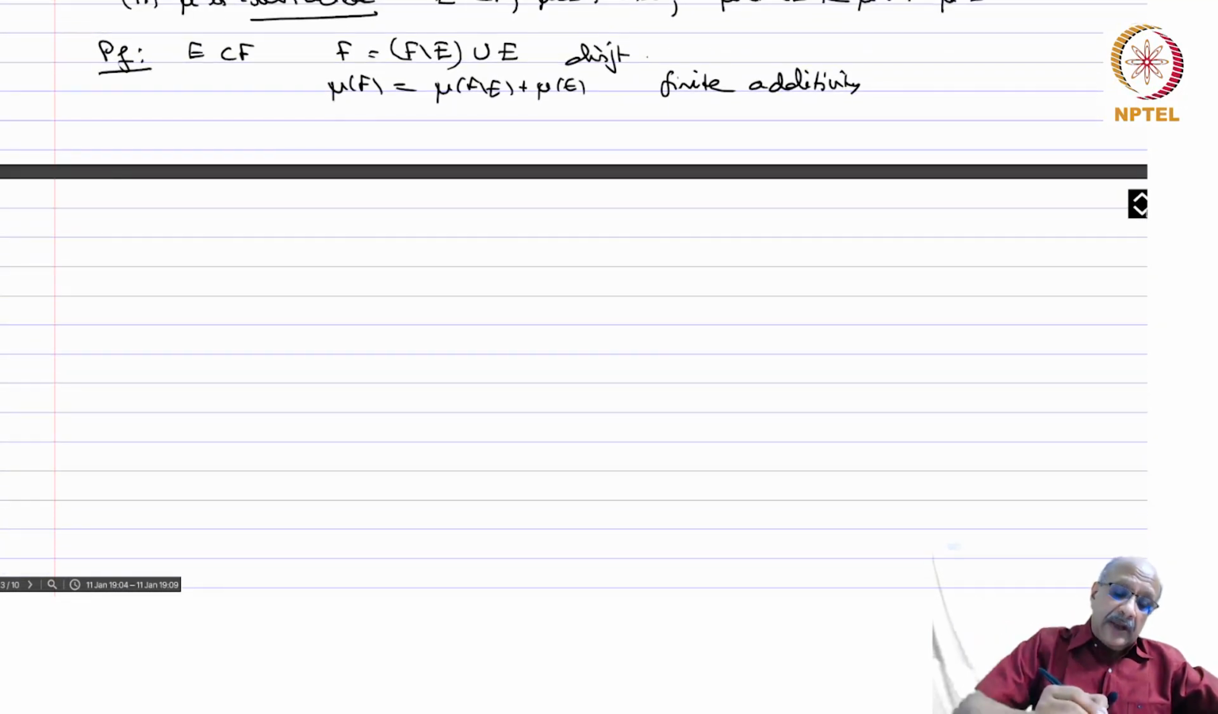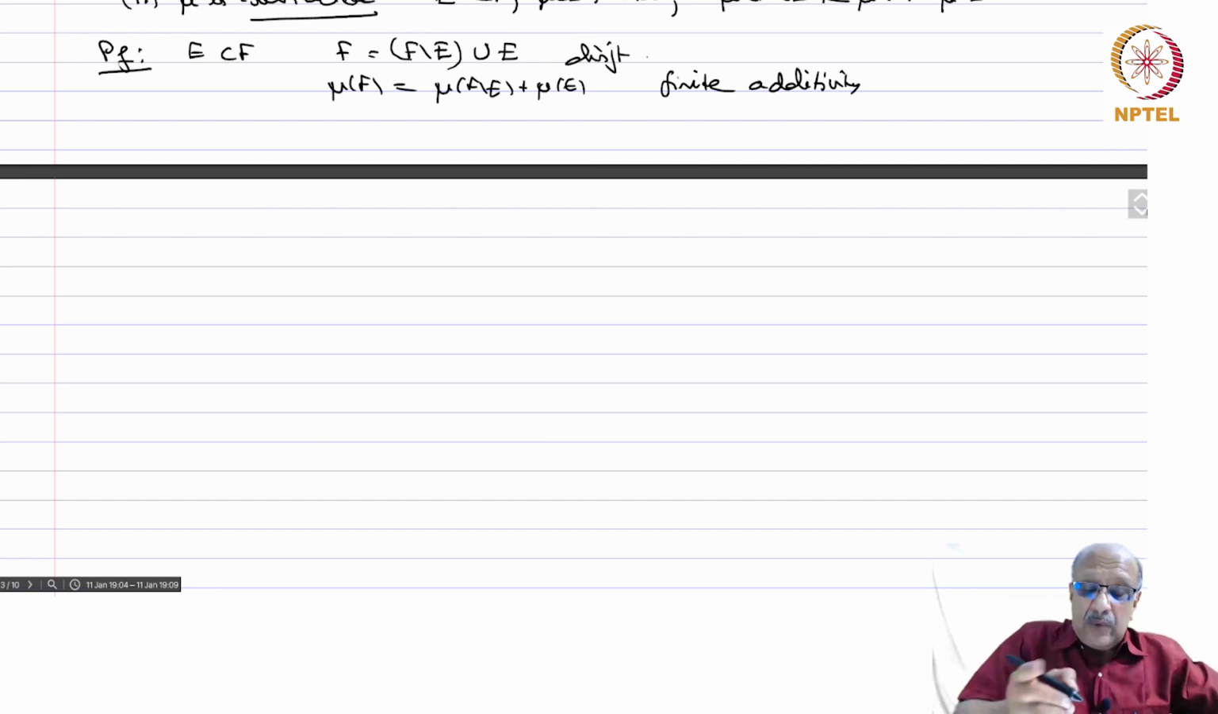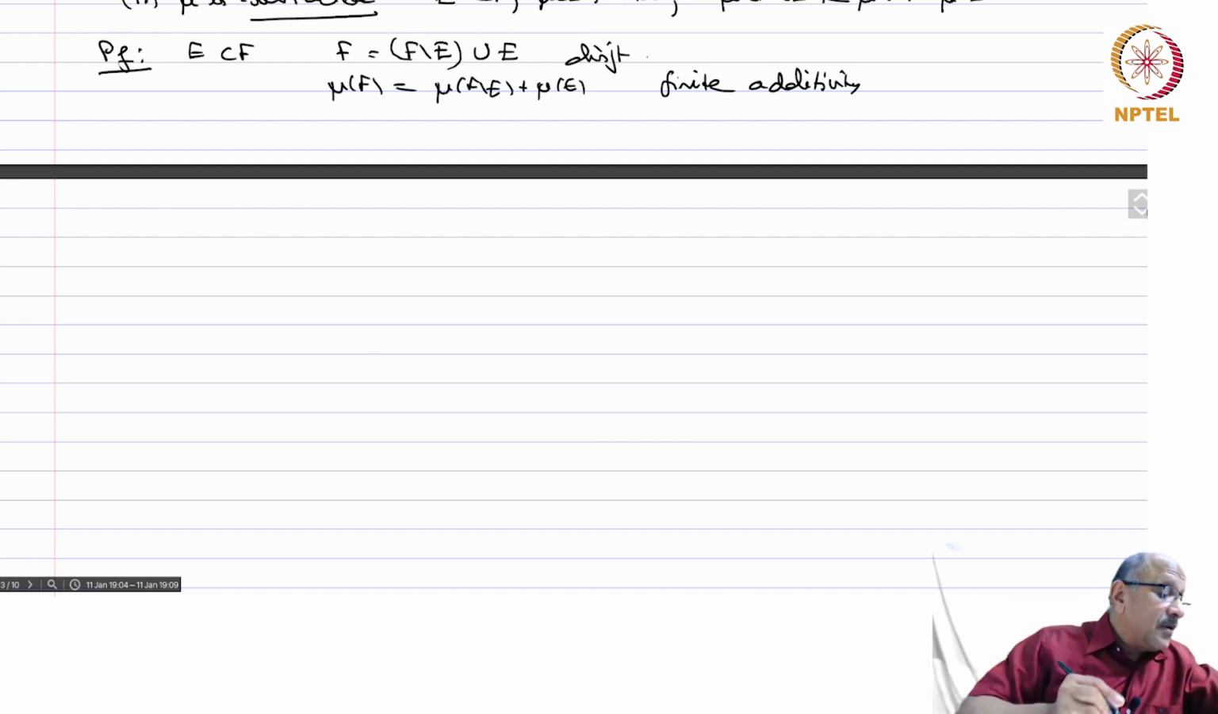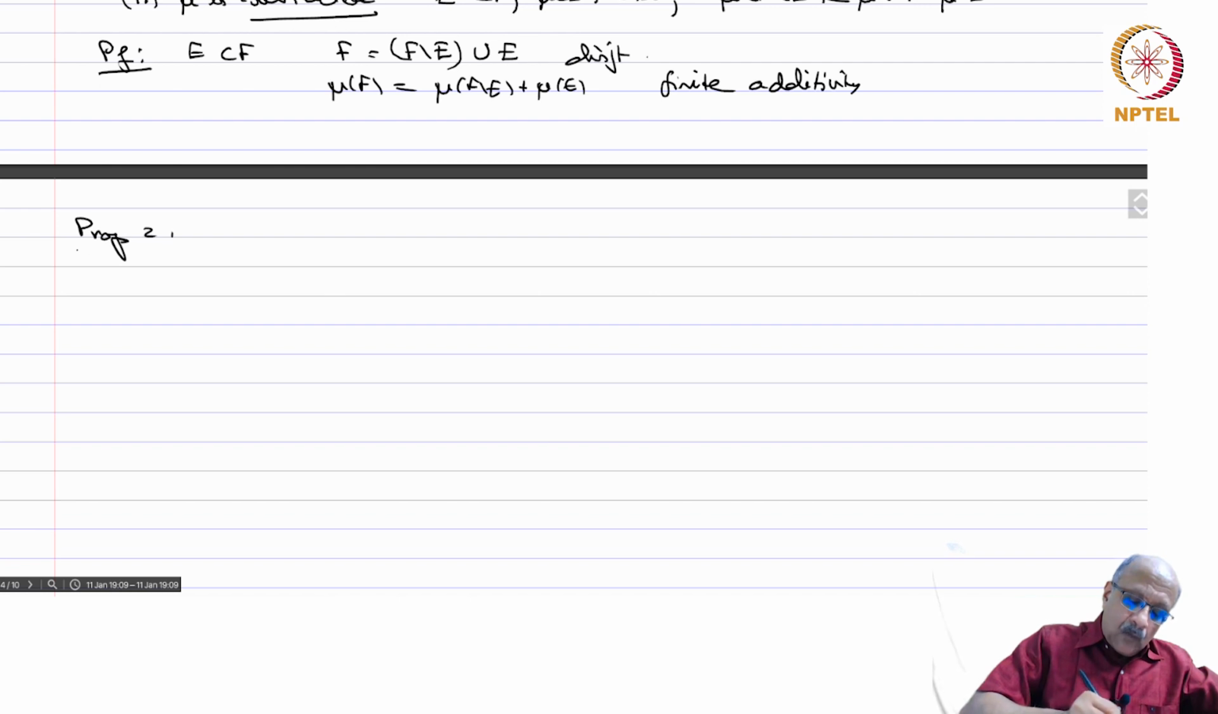So this immediately tells you mu E is less than or equal to mu F, because everything is non-negative. And if mu E is finite, I can subtract mu E from both sides of the equation, and therefore I get the result. Okay, so next proposition, this is called subadditivity.